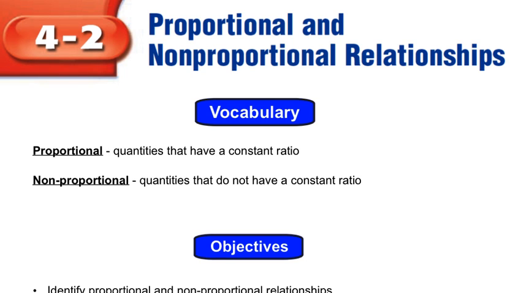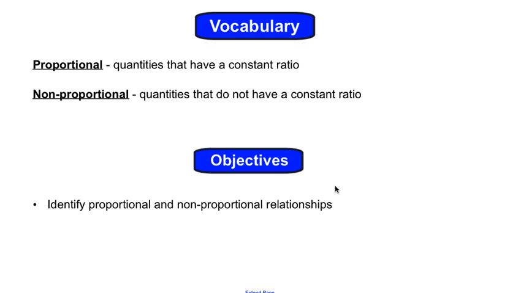Well, welcome back. We are going to continue in our study of ratio and proportion, talking about proportional and non-proportional relationships today. A proportional relationship has to do with quantities that have a constant ratio. So non-proportional relationships do not have a constant ratio. And our objective is to be able to identify which relationships are proportional or non-proportional.